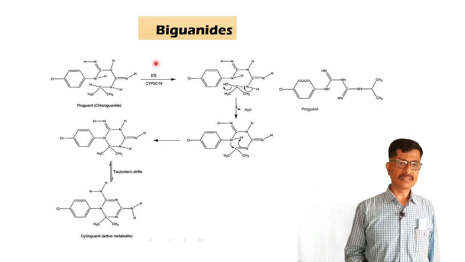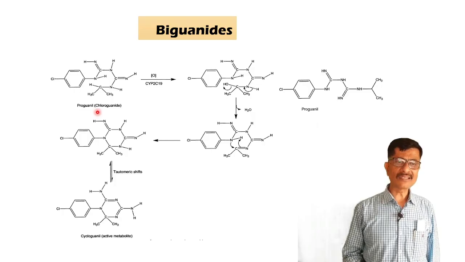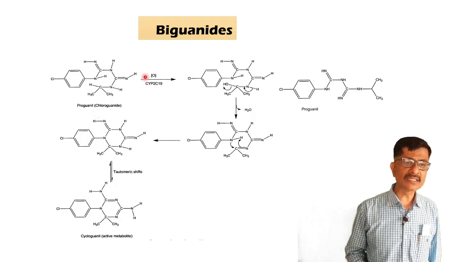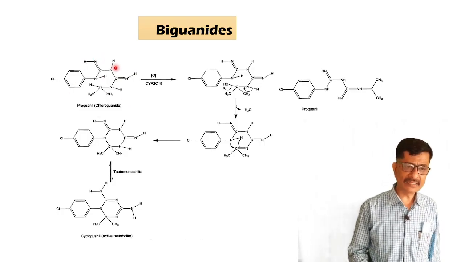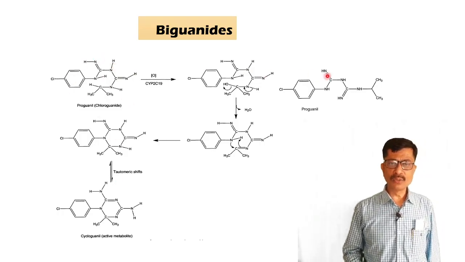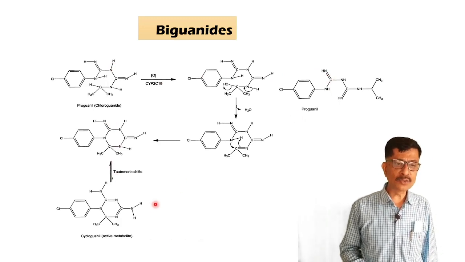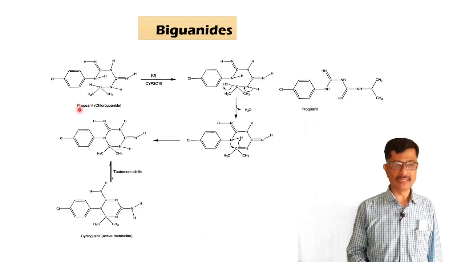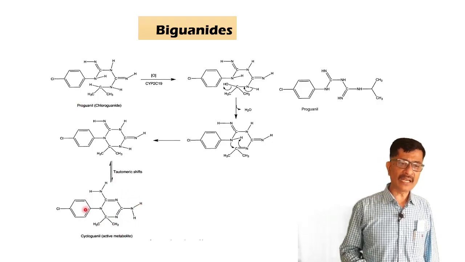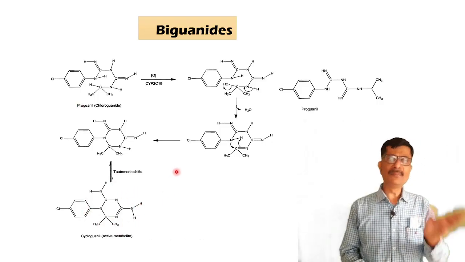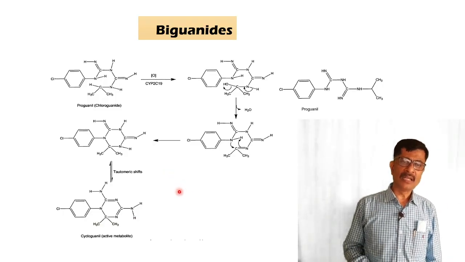Then biguanides. Proguanil is a class of biguanide. Look at this, this is a guanidine. 2 guanidine molecules are connected to form a biguanide. Further, it goes to cyclization, forming cycloguanil, which is the active metabolite of proguanil. It is like a pyrimidine or aminopyrimidine class of compounds, and it acts similarly to the dihydropyrimidine class of antimalarials.